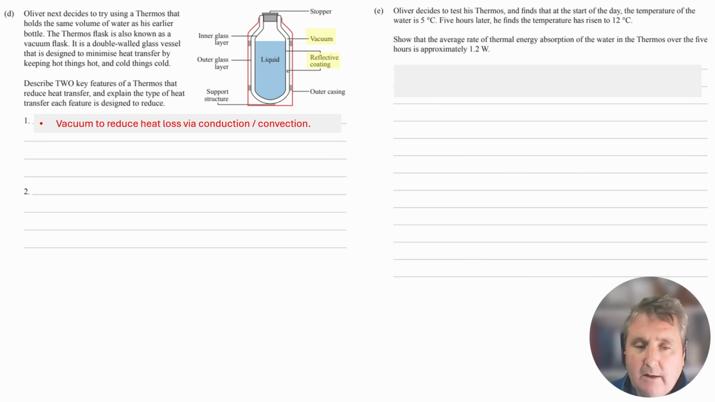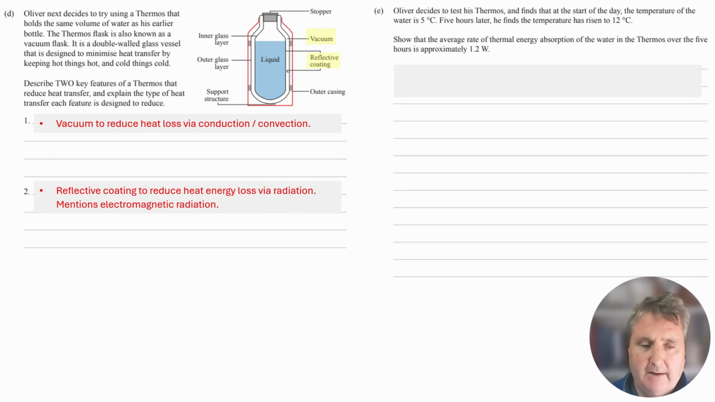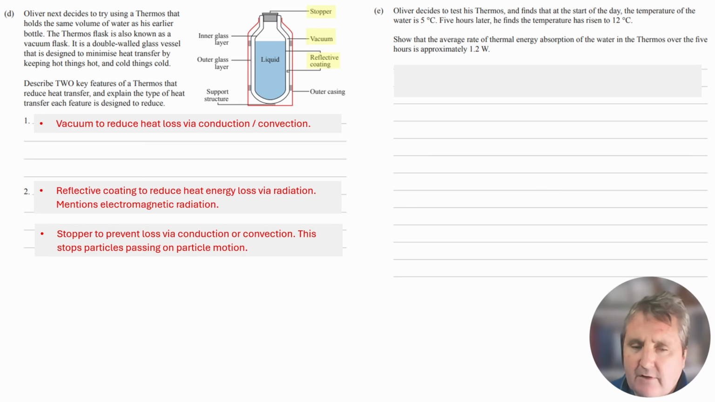Reflective coating here. Reflective coating is usually a silver coating, and what that stops is the loss of infrared radiation, heat radiation. So the reflective coating reduces the heat loss via radiation. Remember, it is important that you say that it's electromagnetic radiation. Okay, we could go on and say some of the other things.